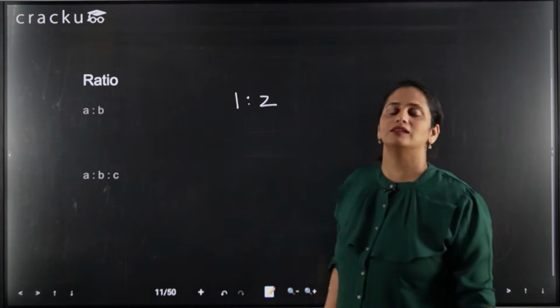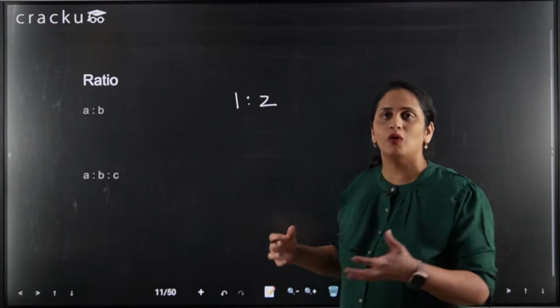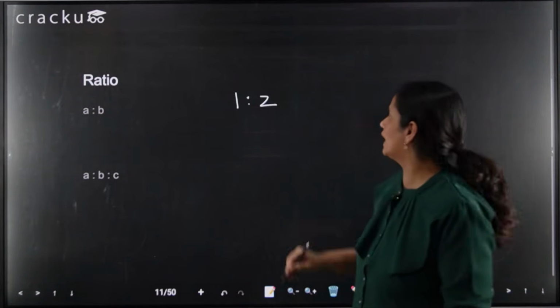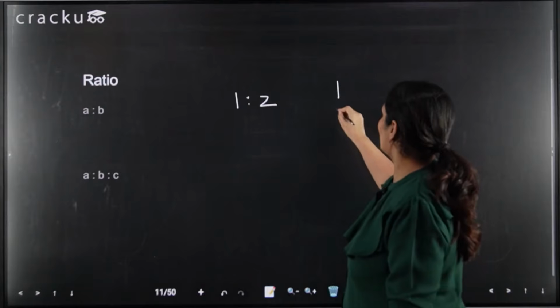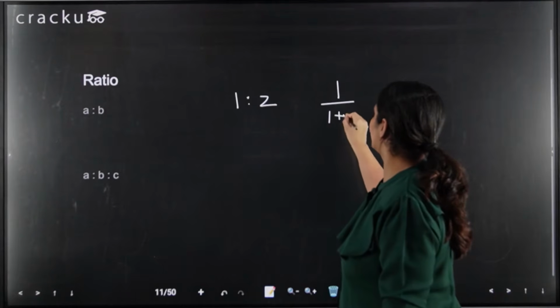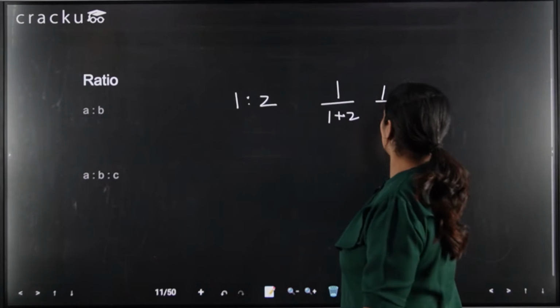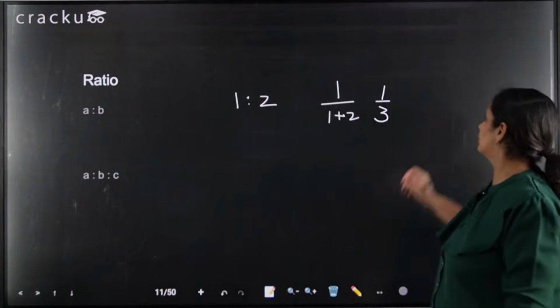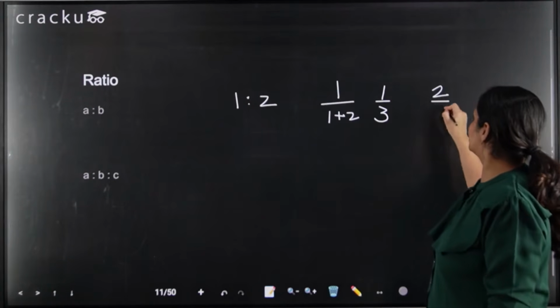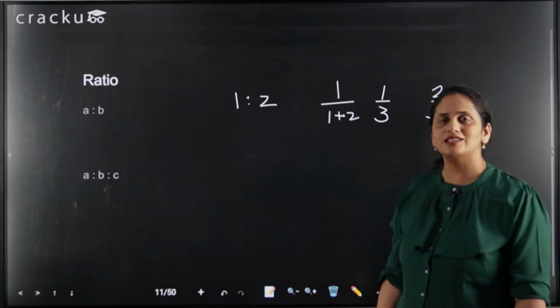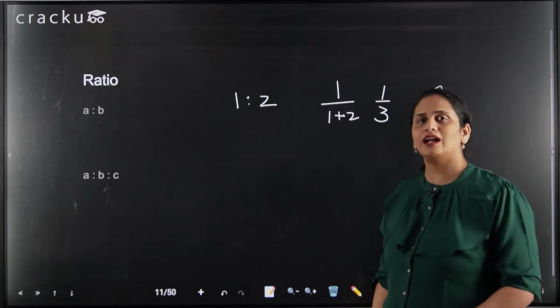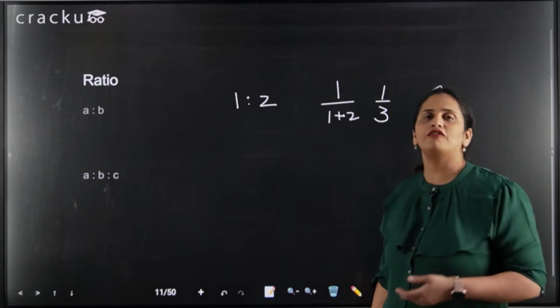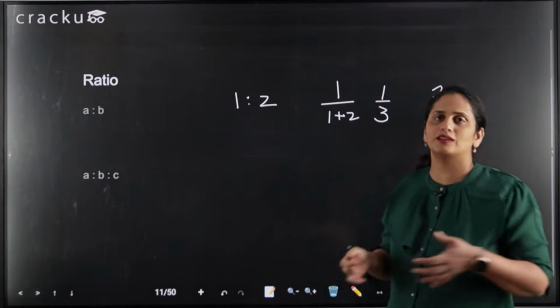So basically, what is the ratio of water in the whole mixture that is formed? That would be 1 part out of 1 plus 2, that is 1/3. And how much would be milk then? That would be the remaining 2/3. So what is ratio? It's essentially a fraction. It is saying that 1/2 of the milk portion is the water portion.